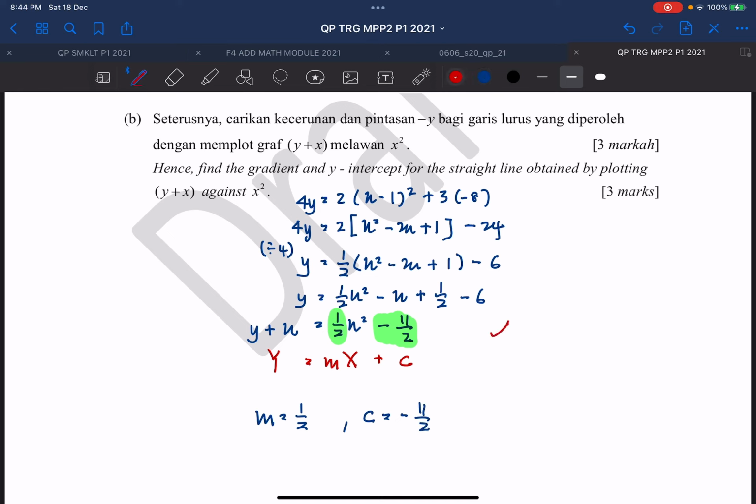You gain one mark when you try to express your equation in terms of y plus x against x squared, your step mark, and you gain 2 marks for getting the gradient and also getting your y-intercept. So a total of 3 marks for this question, question 1b. That's all for question 1.